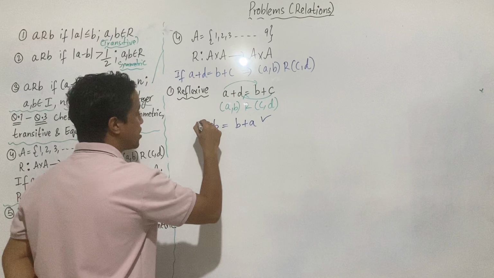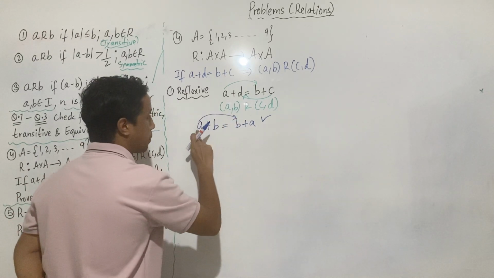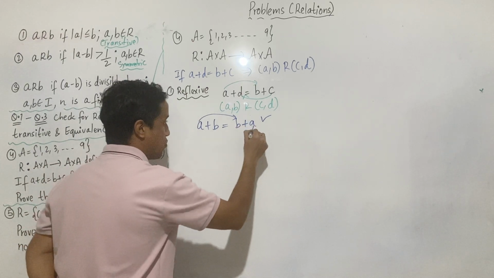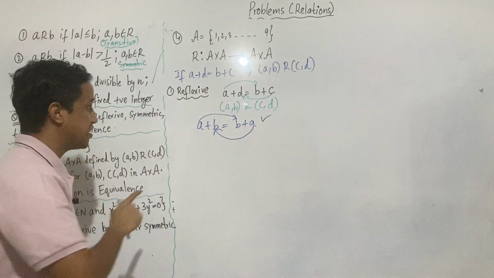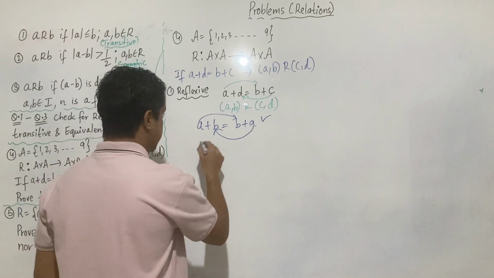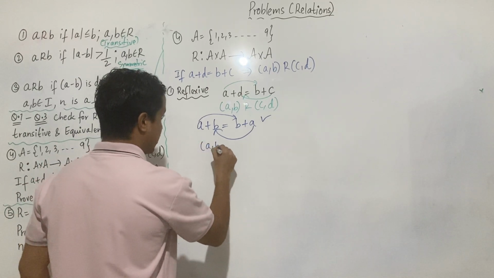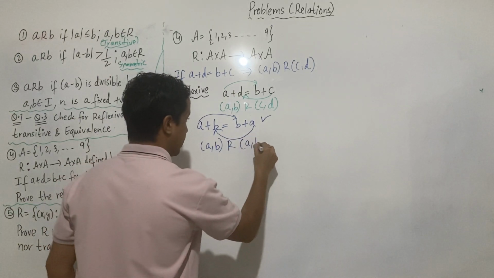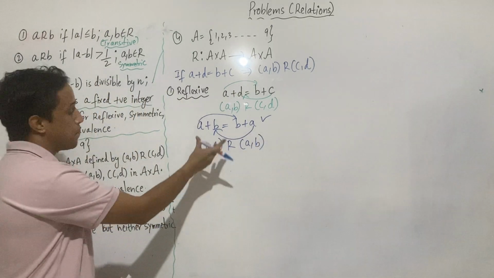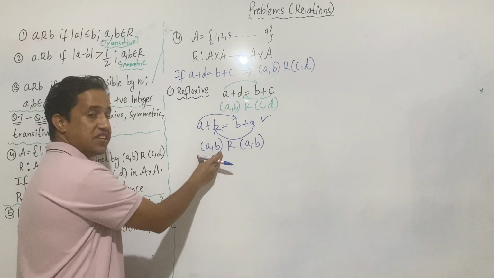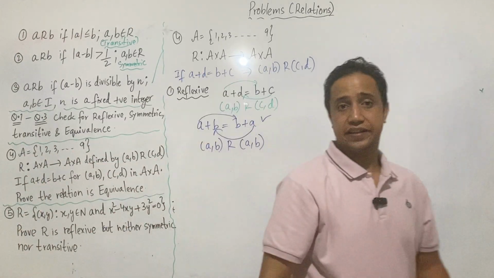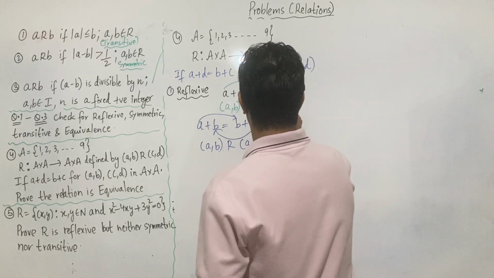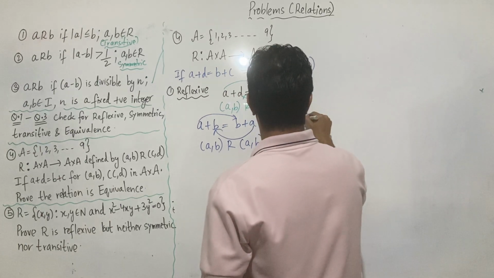again, I can say that AB is going to be related with AB, right? So from here, I can say that AB is going to be related with AB. Now you can see that the element is related to itself. If this happens, then I can say that here R is reflexive.